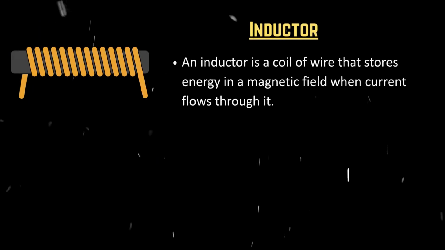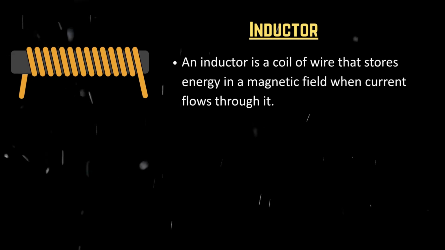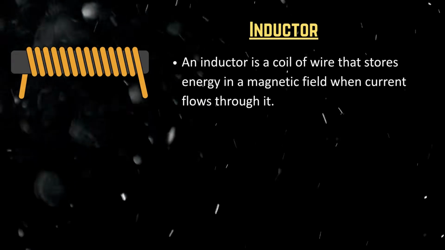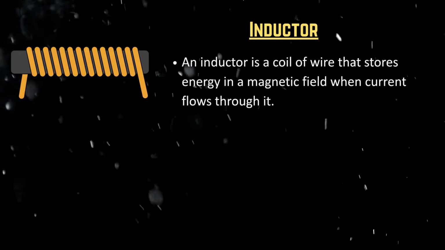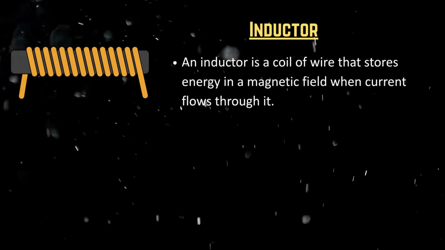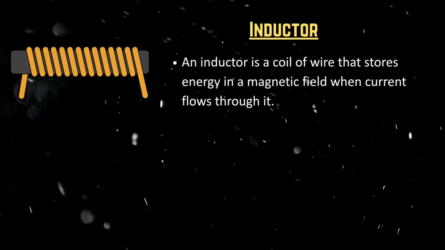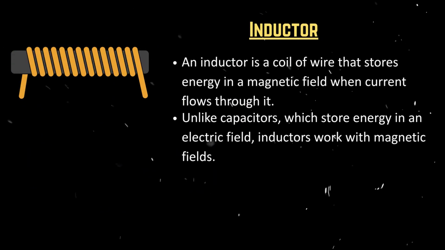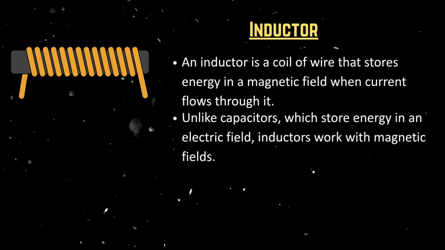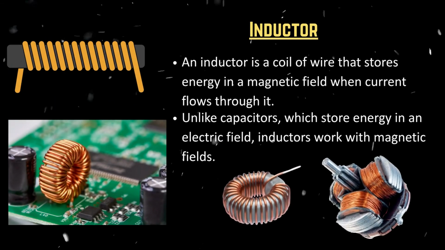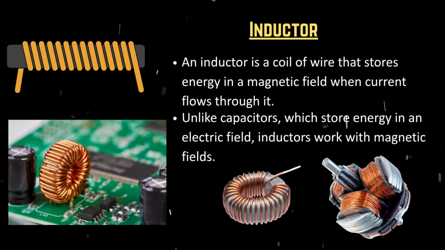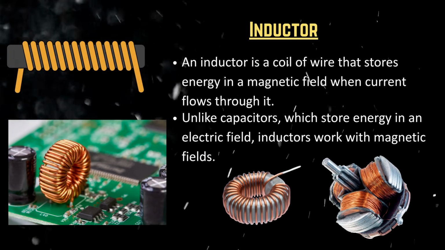5. Inductor. An inductor is a coil of wire that stores energy in a magnetic field when current flows through it. It resists changes in current, making it useful for filtering and managing current in power supplies, radios, and transformers. Unlike capacitors, which store energy in an electric field, inductors work with magnetic fields. They're often found in the form of coils and are used in circuits where you need to control the speed or direction of changing currents.